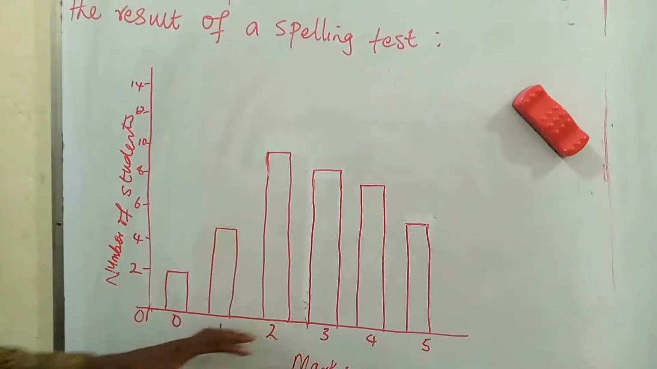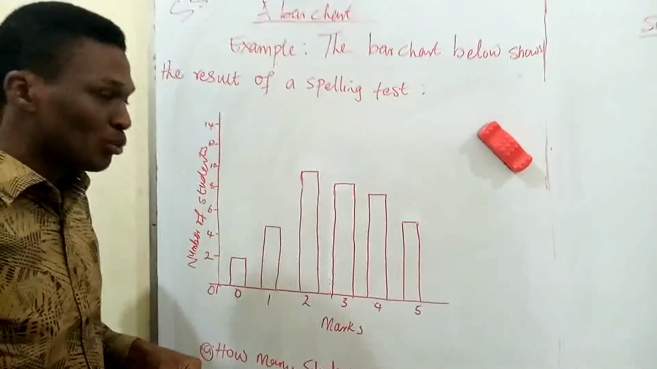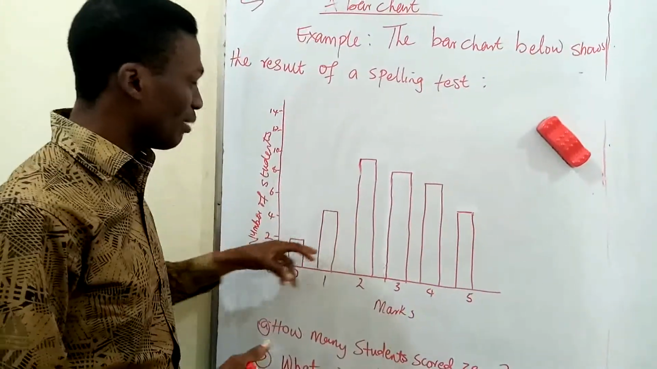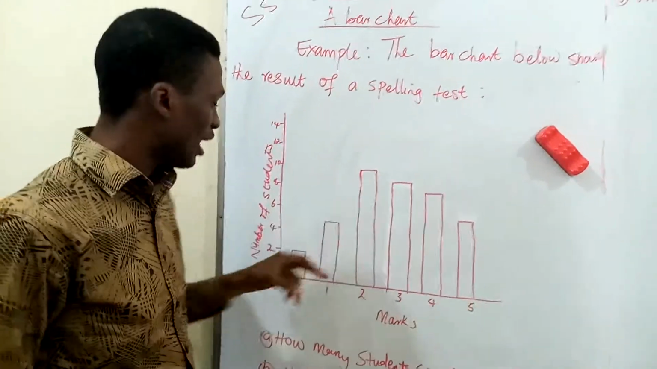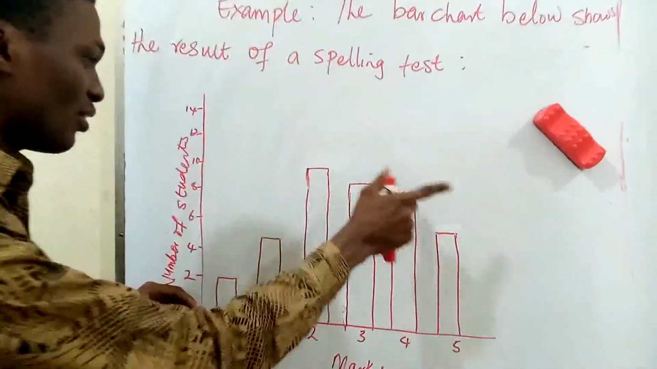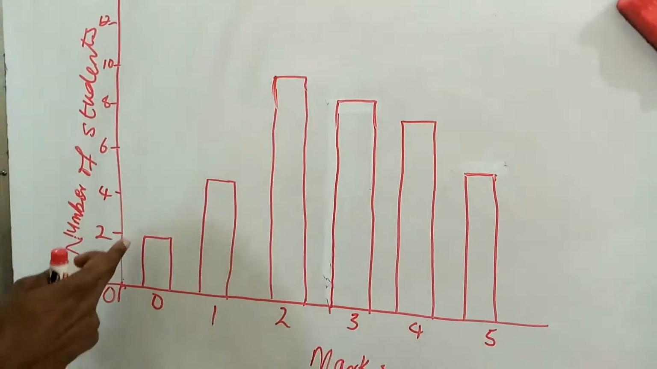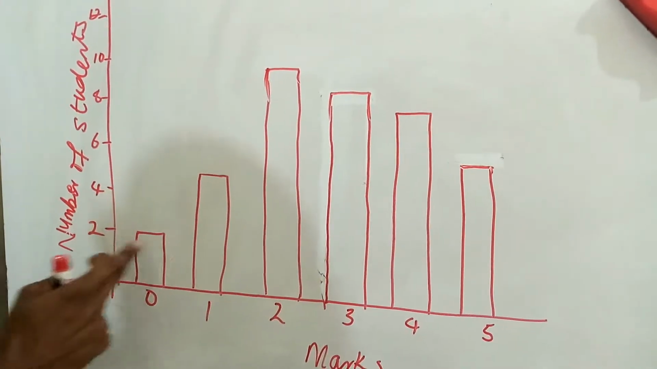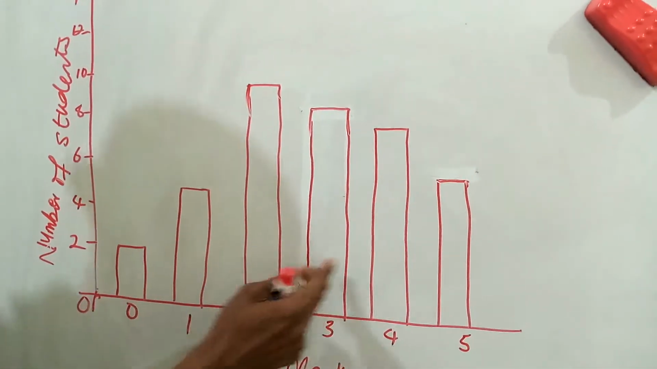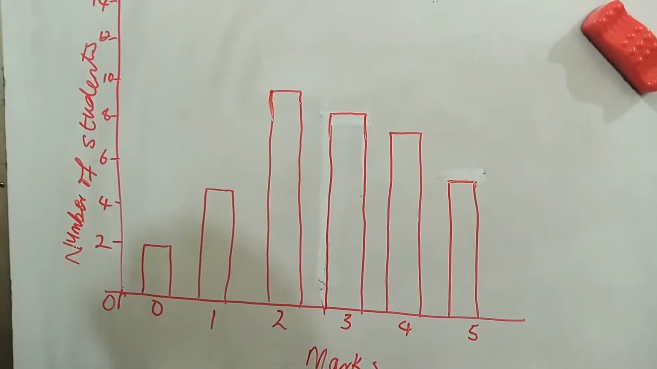But before we answer these questions, let me remind us what we said last week about the bar chart. For the bar chart, the bars should be rectangular in shape. Their widths should be the same, meaning all the widths of the bars should be the same. Also, the spaces in between should be equal, as from here, this space should be equal to this, and so on.